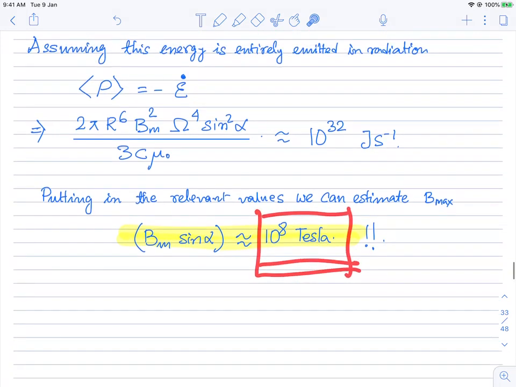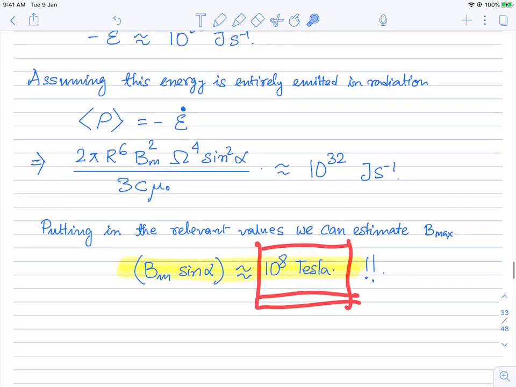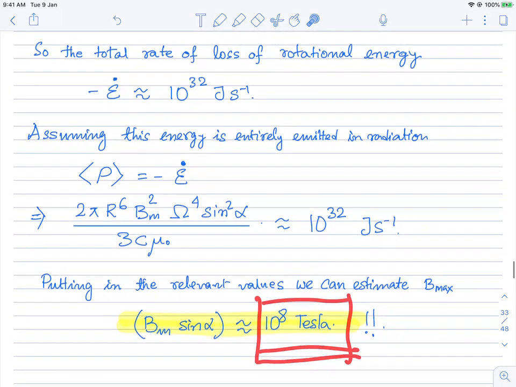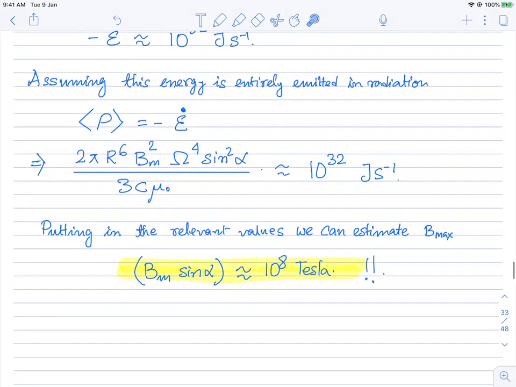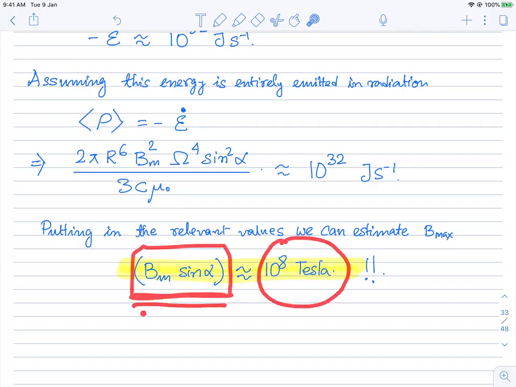This nice example has been discussed in the lecture notes by David Tong, and I have picked up this example from his lectures. You will see that this gives you an order of magnitude estimate of the magnetic field.